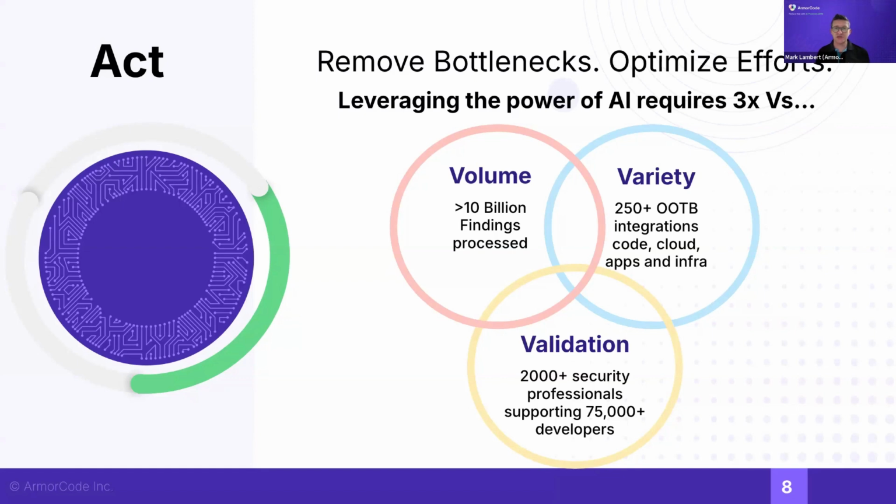And then last is validation. If you've got a model that you've developed, you need to be able to get validation. Hey, is the model doing the thing that it should or should not do? And that's where our community comes in. So ArmorCode is being leveraged by over 2,000 security engineers supporting over 75,000 developers in their development and security efforts.